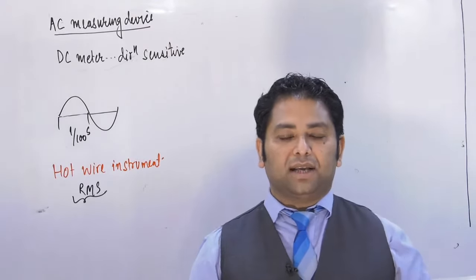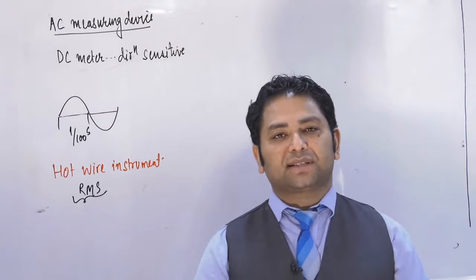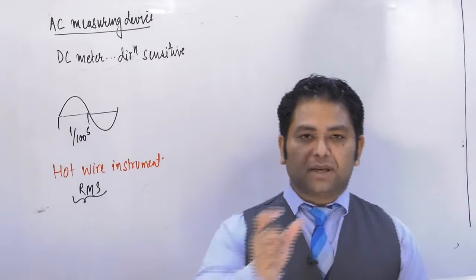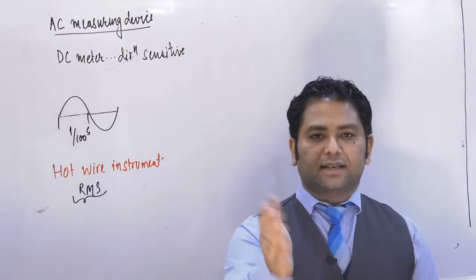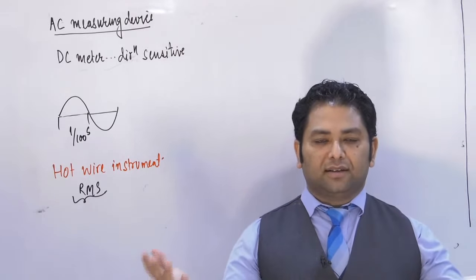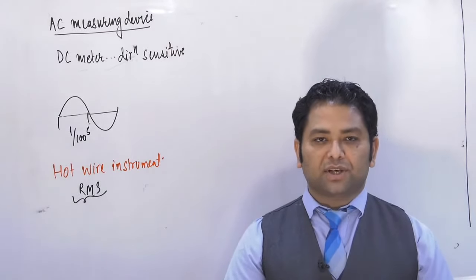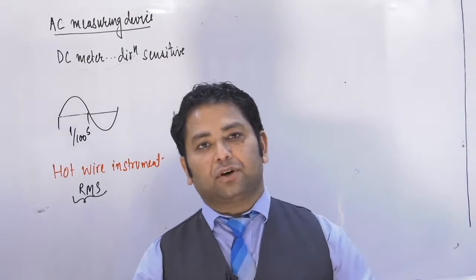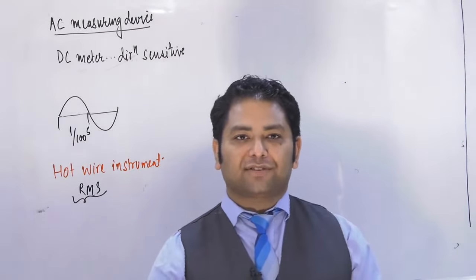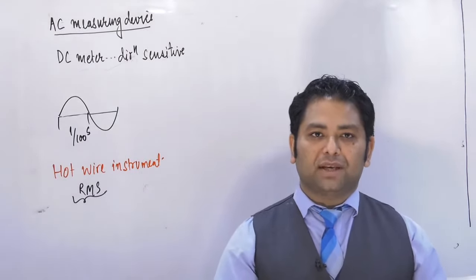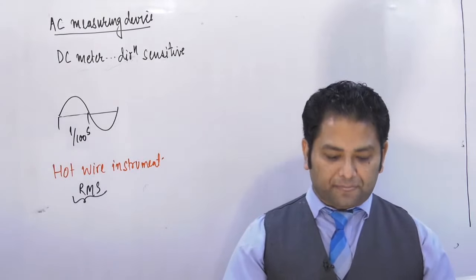That is the reason why we say that the household supply is 220 volt, because a technician comes, plugs in the voltmeter, and finds the reading to be 220 volt. So the technician would say the reading is 220, but we know that the reading is achieved on the basis of the heating effect of current. Therefore the AC value would be the RMS value.